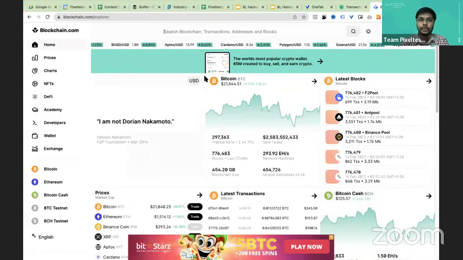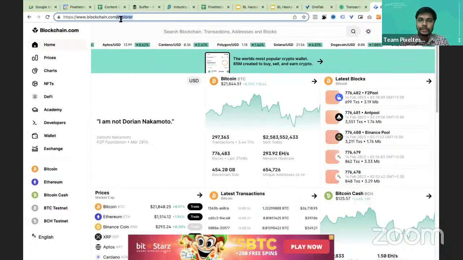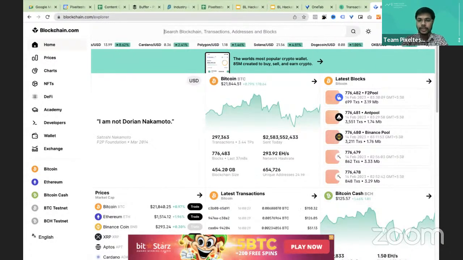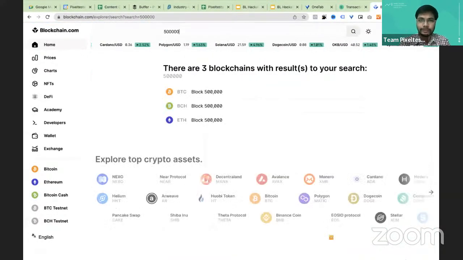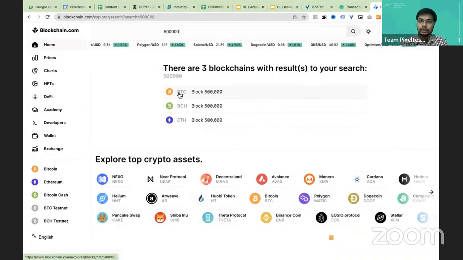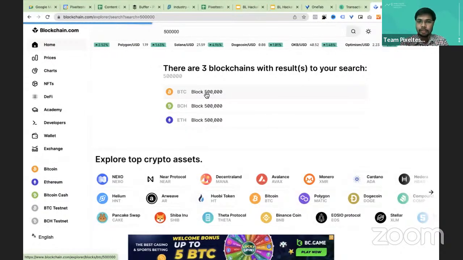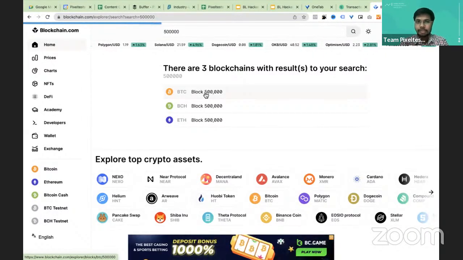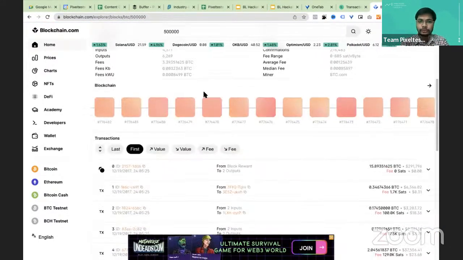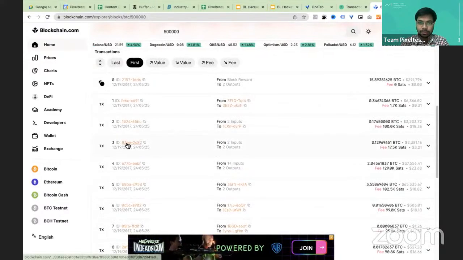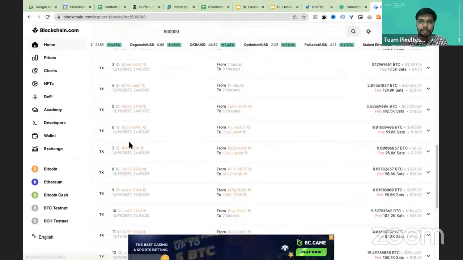If you look at the previous session, what we did is we went to blockchain.com, went to the Explorer and searched block. We are going to check block 5 lakh, and on Bitcoin block 5 lakh, we have seen the transactions, their inputs and outputs. If you remember, we went into one transaction. There are a lot of transactions.